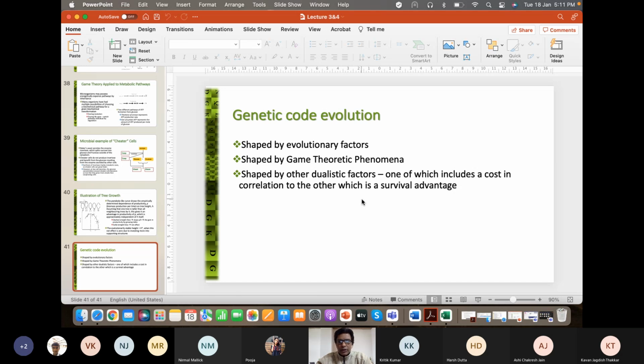You have to analyze the system to really come up with these factors, and there will always be these two factors. One is the cost that is associated with it, and the other is the advantage that is associated with it. And based on these multiple factors, you find that systems evolve differently under different circumstances.